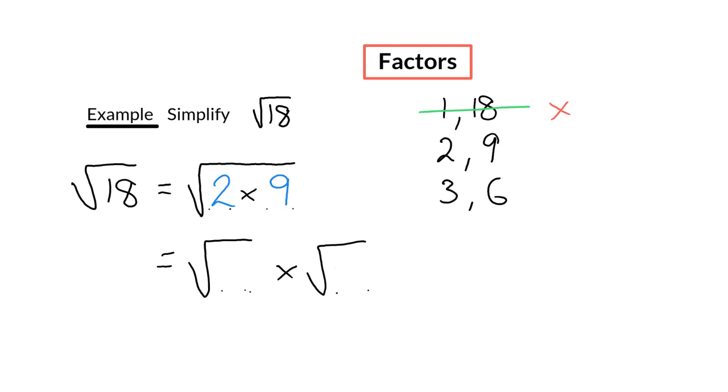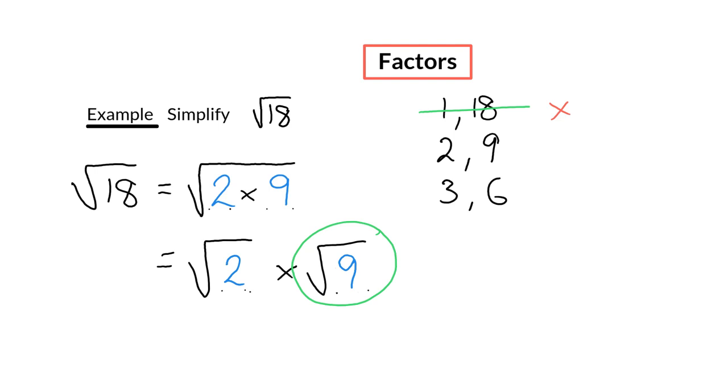So here we have a couple of options. We've got 2 and 9, so that means we can split this up into the square root of 2 and the square root of 9. Now, hopefully you'll recognize that the square root of 9 is going to give us a rational number. That's going to give us 3.